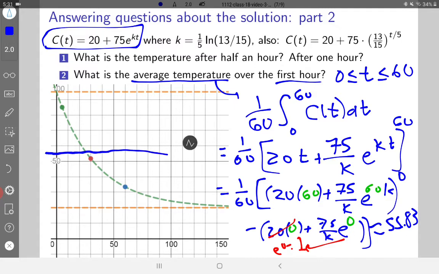So like I said, a little bit above the actual temperature of the coffee after half an hour. The average over the first hour is a little bit higher than that, and that's because of how steep the decay was back at the beginning. This curve is so much higher over here than it is down here when it's starting to flatten out. So that average over the first hour is a little bit above the actual temperature after half an hour.